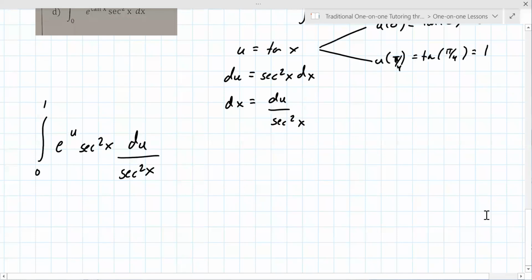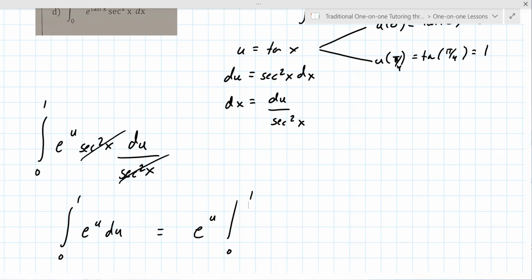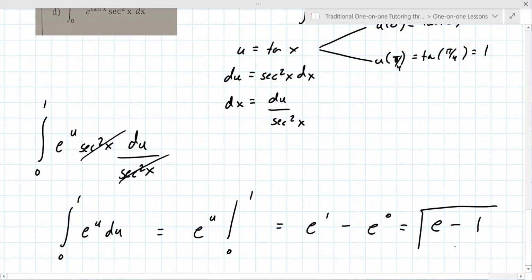So it really becomes nice because the terms cancel, and you're left with just e to the u. So this is the integral from 0 to 1 of e to the u du, which is e to the u evaluated from 0 to 1, which becomes e to the 1 minus e to the 0, which is e minus 1.